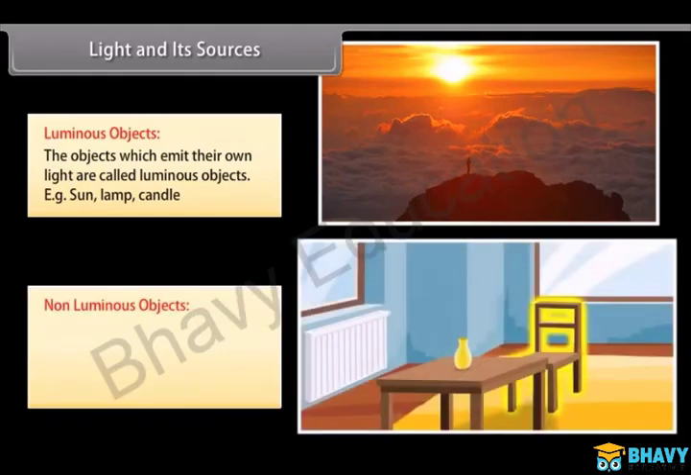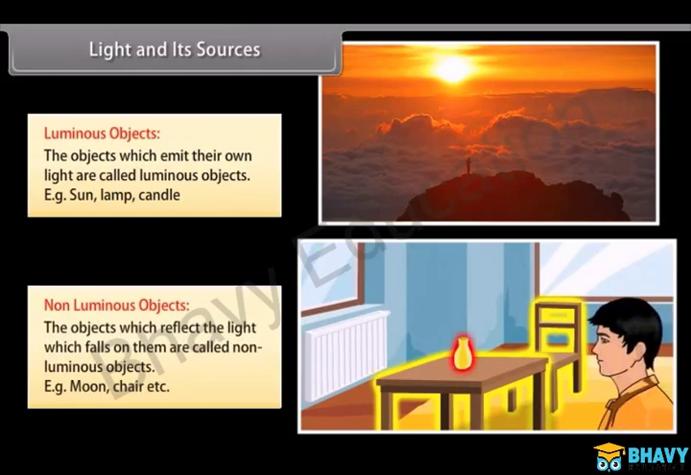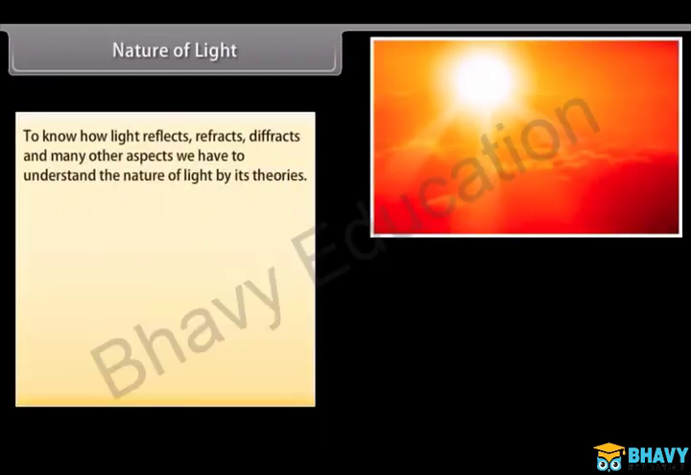Non-luminous objects. The objects which reflect the light which falls on them are called non-luminous objects. Example: moon, chair, etc. Nature of light. To know how light reflects, refracts, diffracts, and many other aspects, we have to understand the nature of light by its theories.